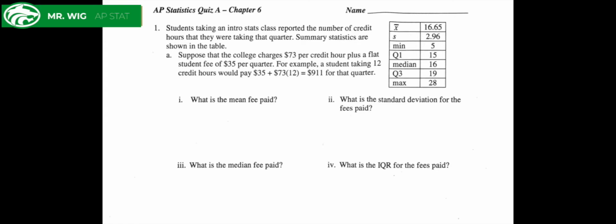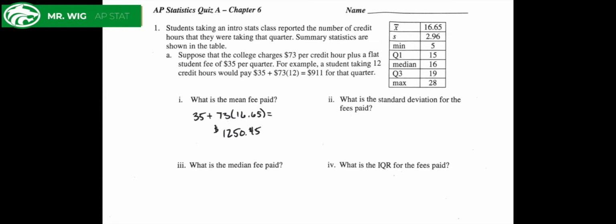Now, to find the mean and all the values like that, we're literally going to do 35 plus 73 times the original mean of 16.65. In this case, I'm literally going to plug those values in. So we're going to get $1,250.65 or 45 cents. Because it's a measure of center, I can make all those changes take effect.